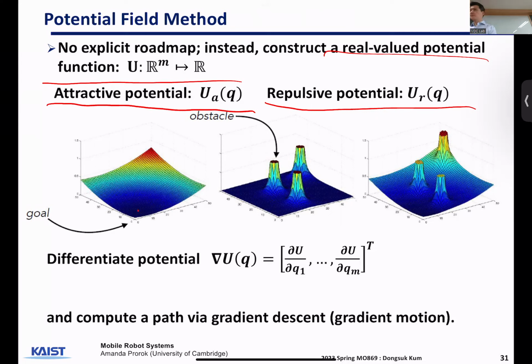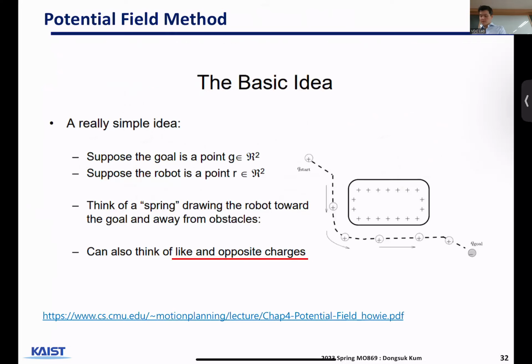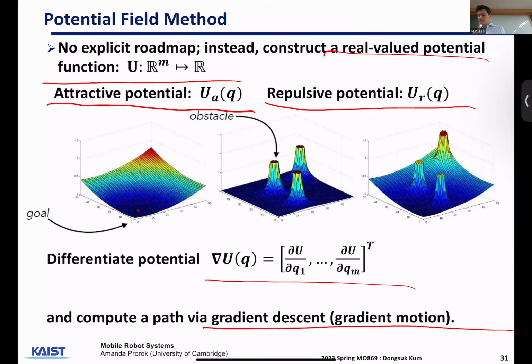But of course, there's obstacles in the space, so you should introduce repulsive potential so that the ball can avoid the obstacles, and this repulsive potential needs to do that job. Okay, and differentiating potential will be gradient U, and then we can use gradient descent method, which is used in many optimization problems.